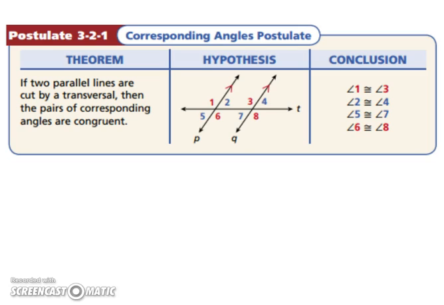Let's look at the corresponding angles postulate. If two parallel lines are cut by a transversal, then the pairs of corresponding angles are congruent. So if P and Q are parallel, we know that angles 1 and 3 are congruent, 2 and 4 are congruent, 5 and 7 are congruent, and 6 and 8 are congruent. Let's look at a few examples of this.